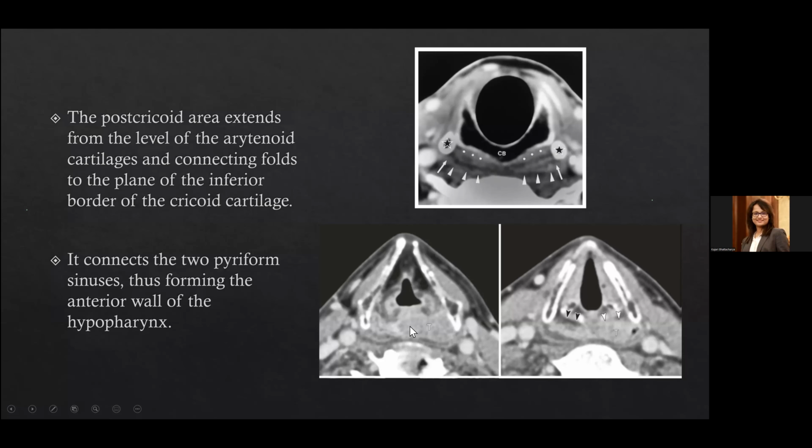So this is a post-cricoid carcinoma, where we can see here a tumor, and we can nicely appreciate the posterior pharyngeal wall, which is separate from this post-cricoid area.